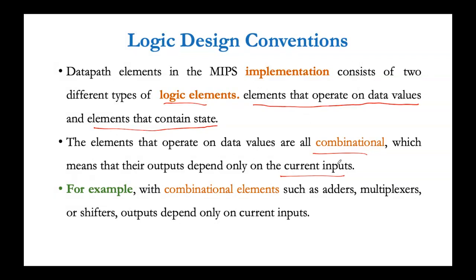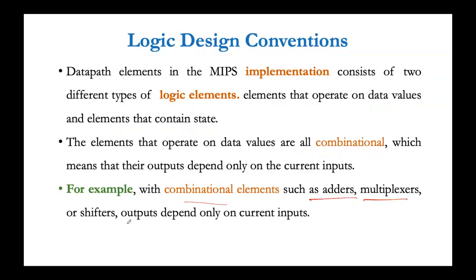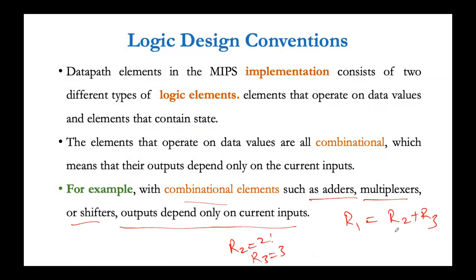So given the same input, a combinational element always produces the same output. Examples of combinational elements are an adder, a multiplexer, or a shifter, which give outputs that depend only on the current inputs. That means if you write the operation R1 = R2 + R3, and R2 is always 2 and R3 is 3, then the result is 2 plus 3. If you execute this n number of times, it will give the same output.